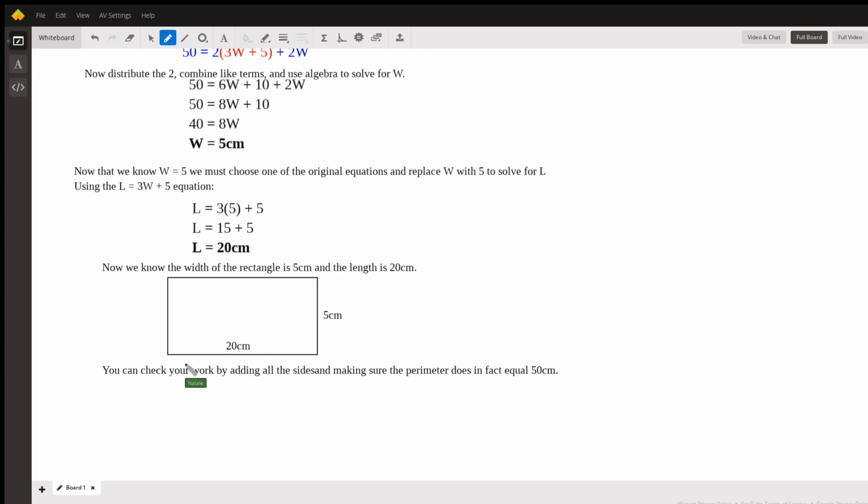You can check your work here by adding all the sides and making sure that the perimeter of this rectangle is indeed 50, like they stated in the problem. So 20 plus 5 plus 20 plus 5 is 50. So we have answered that question correctly.